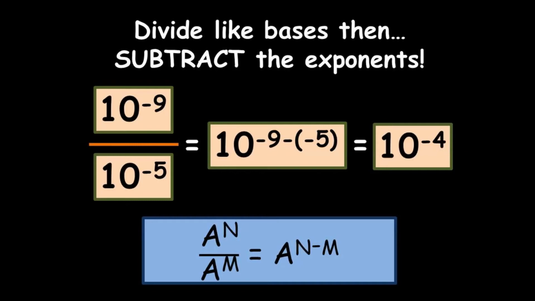Now, the next rule is what they call a quotient rule. You divide like bases. So 10 to the negative 9th divided by 10 to the negative 5th would be 10 to the negative 9 minus a negative 5. So it would be negative 9 plus 5, which is minus 4. And below that is the actual rule: a to the n over a to the m equals a to the n minus m.